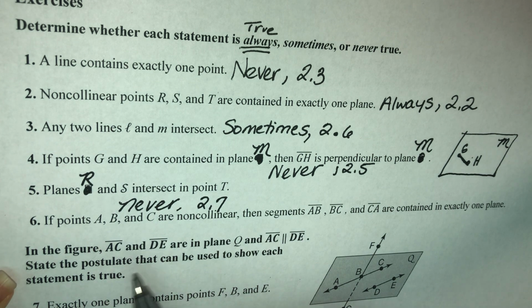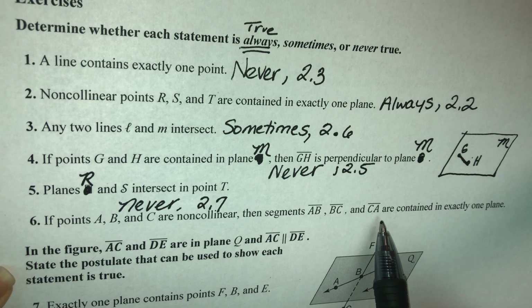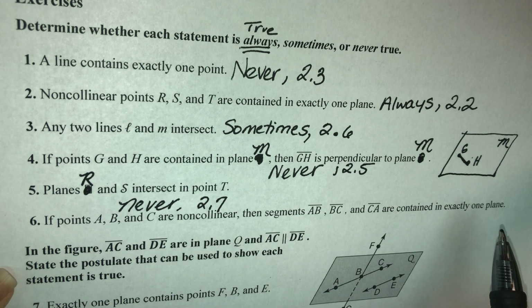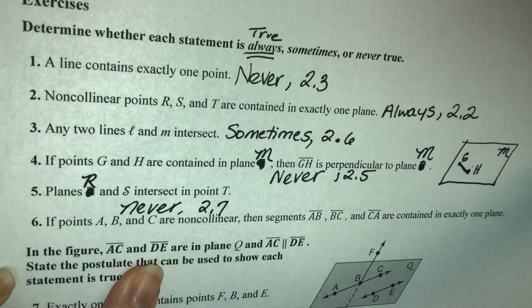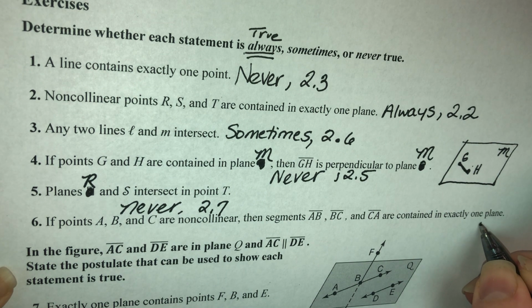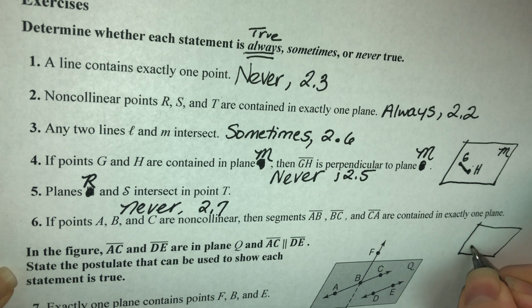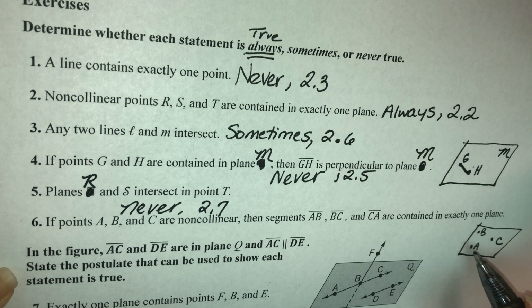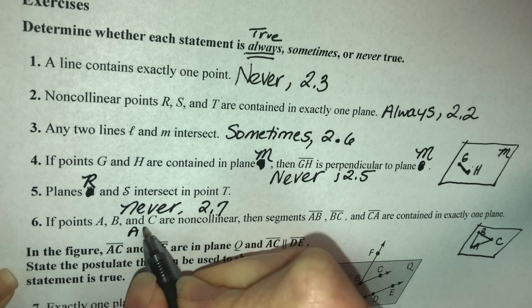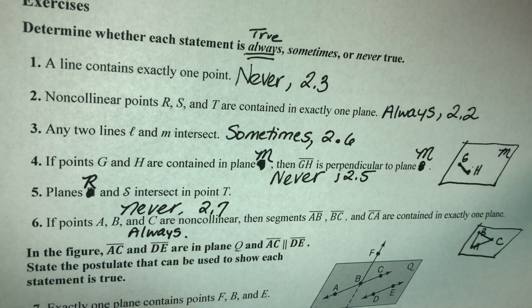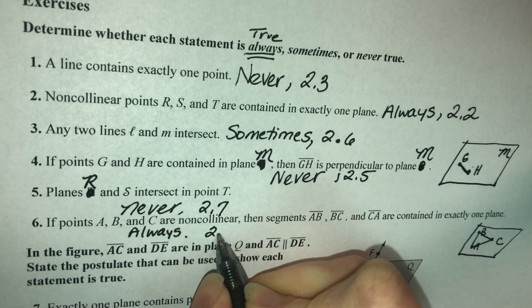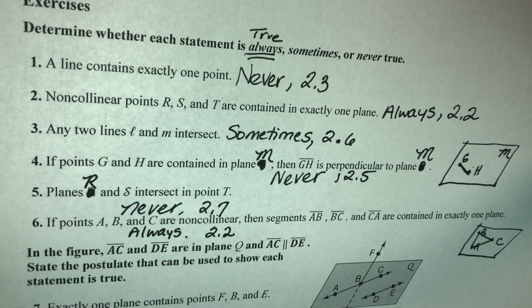All right, number 6. If points A, B, and C are non-collinear, so not in the same line, then the segments AB, BC, and CA are contained in exactly one plane. What do you think? Always, sometimes, or never true? You draw a little picture. They're non-collinear. A, B, C. So segment AB, BC, and CA are in the plane. Exactly one plane. I'm going to say always, because of postulate 2.2, through any 3 non-collinear points, there is exactly one plane. We've got 3 non-collinear points, so they have to all be in exactly one plane.